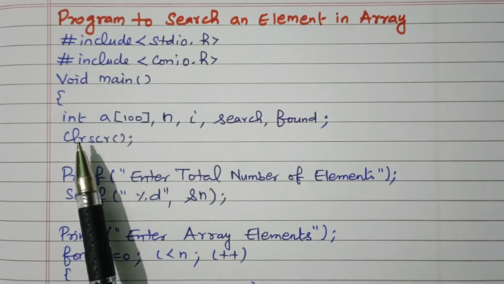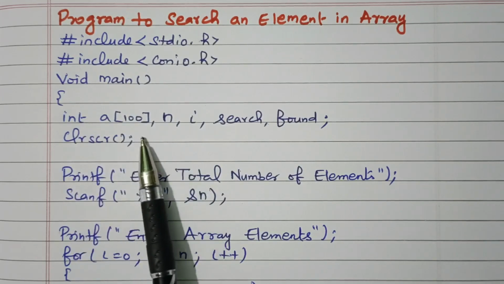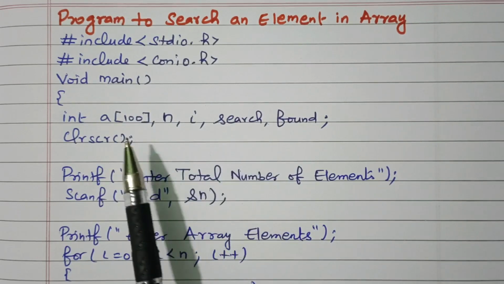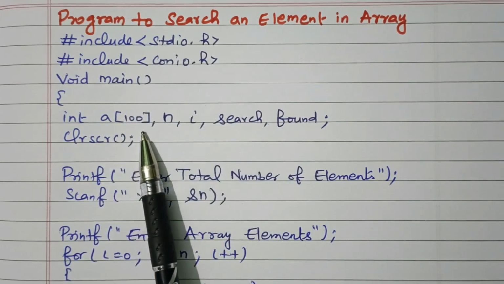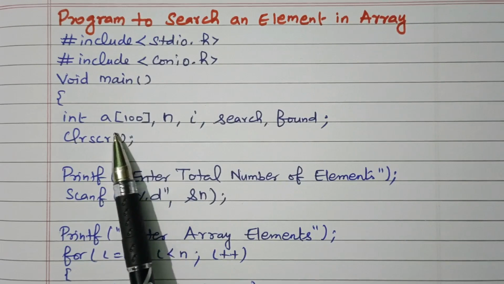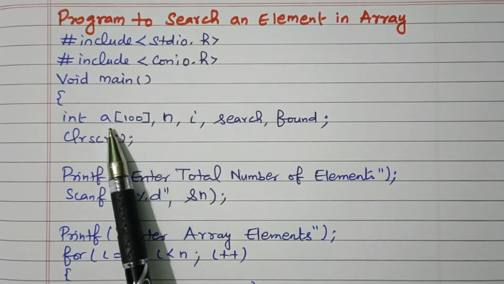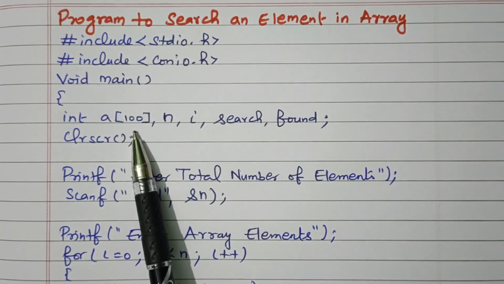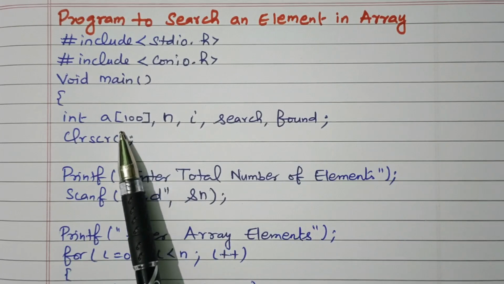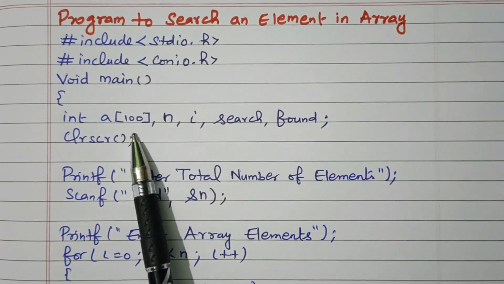The first step is we need to declare the variables. The required variables we need to declare. The first one is a of 100. This is nothing but a single dimensional array. The array name is a. The maximum size of the array is 100. We can store 100 elements in this, but we can use less than that.